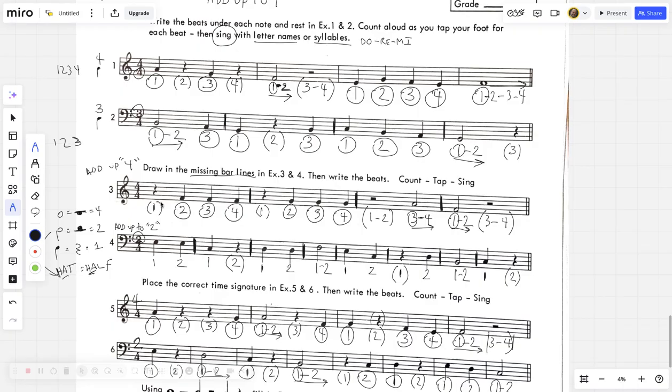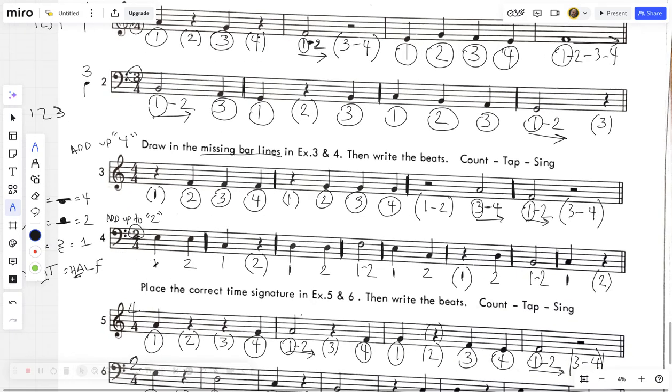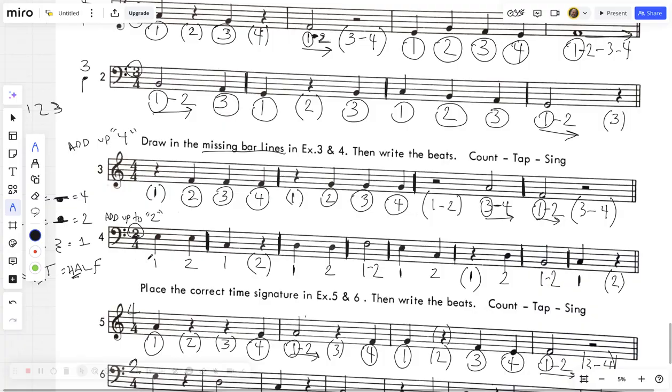No, there's another mistake right here. Look, got one right here. When we were adding up to 2, I forgot to mark where we clap. Hit on 1, clap on 2, clap on 1, rest on 2, clap on 1, clap on 2, clap on 1, hold through 2, clap on 1, clap on 2, rest on 1, clap on 2, clap on 1, hold through 2, clap on 1, rest on 2.